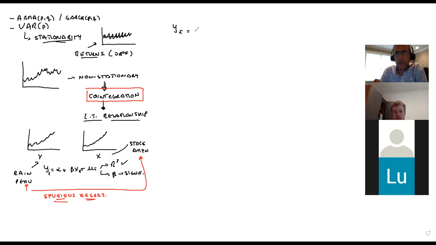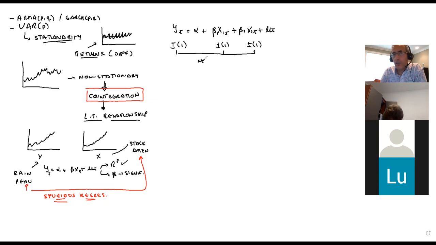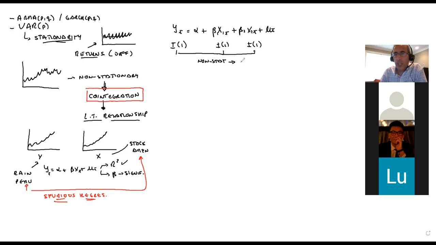So imagine that I have Y_t equals alpha plus beta 1 x1_t plus beta 2 x2_t plus my error. Okay, and now assume, and remember, what is the meaning of this I1? Someone remembers this? Have you watched the video? So what is I1? It's integrated of degree one, right? So this is a non-stationary series. All of them are non-stationary series. How many times do you need to differentiate these series to make them I0? Once, exactly. Non-stationary, and if you differentiate once, they become I0, and I0 is what we call stationary.